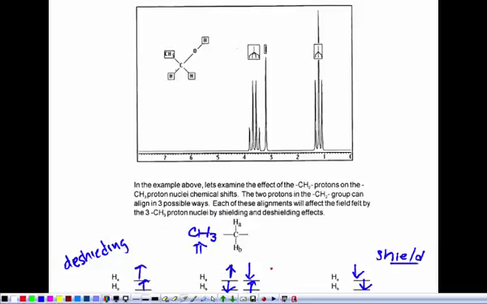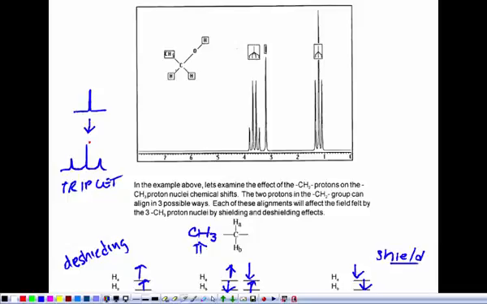What this leads to is the splitting of the original peak. Without the influence of these two hydrogens, the methyl would just be a single peak. But because of the three possibilities, that peak then gets split into three. So we see what's called a triplet. We'll see one peak, then a middle peak, then a third peak. And when we have three of those in that pattern, that's what we call a triplet. So we see a triplet peak. The single methyl has now been split into three peaks.